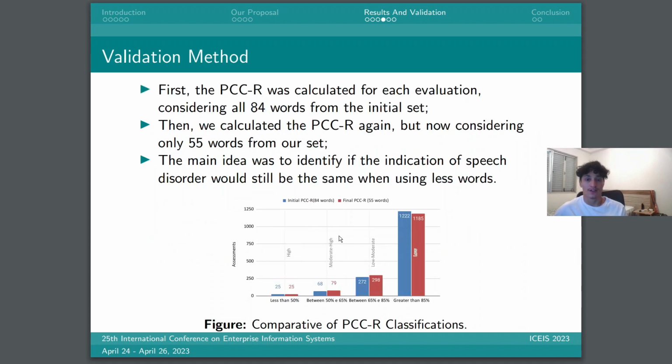So first, the PCCR was calculated for each evaluation, considering all the 84 words from the initial set. Then we did the same thing again, but now considering only the 55 words. The main idea here was to identify if the indication of disorder would still be the same when using fewer words.